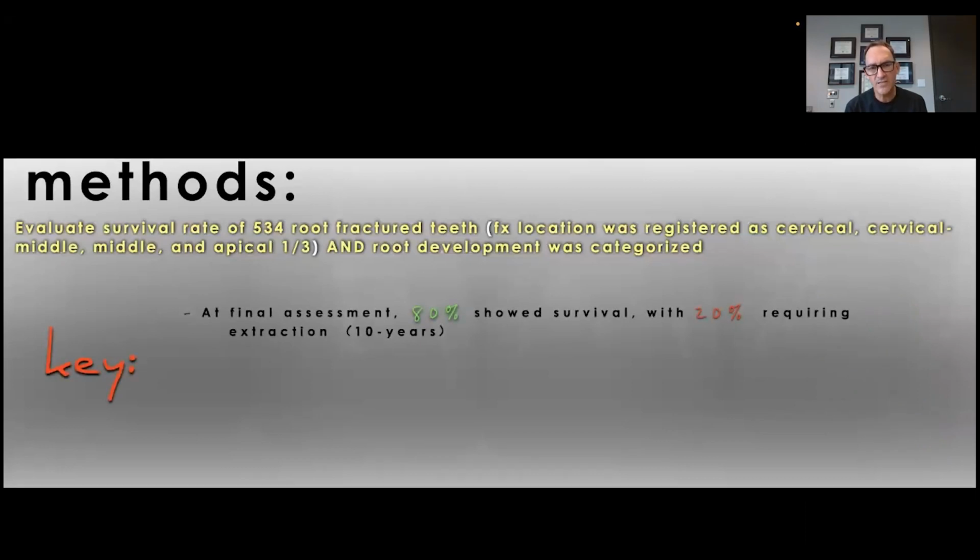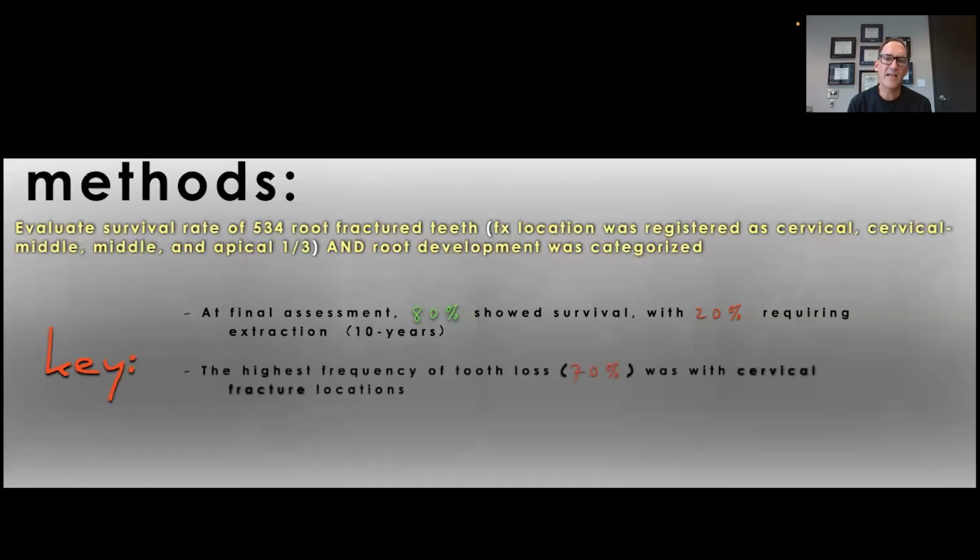And what's amazing is 80% showed survival at 10 years, meaning 80% of the teeth with horizontally fractured roots were still in the mouth 10 years later. The ones that had the highest risk of being lost, so 70% of those 20% were lost because the fracture is up in the cervical third. Well, that makes sense, right?